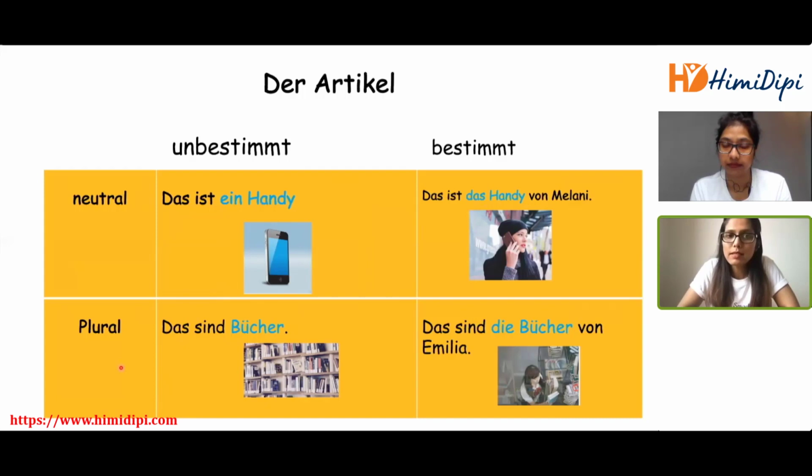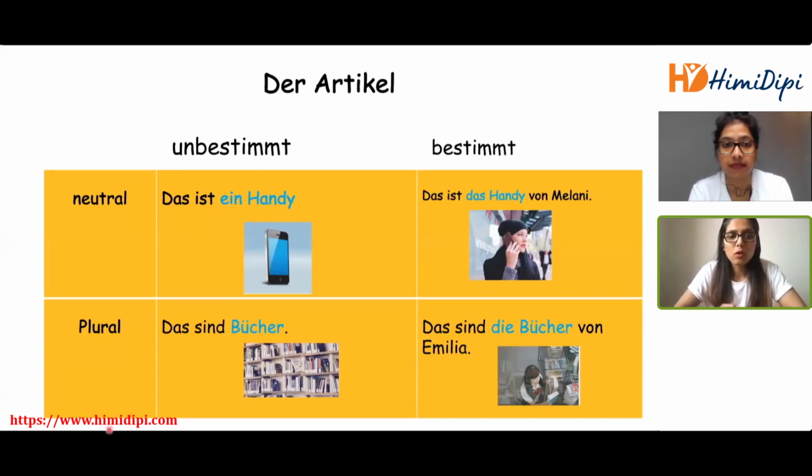Similarly, plural example, das sind Bücher. We don't know whose books, or we don't know a lot about these books. We just know these are books. Generally, we are talking about them. So, das sind Bücher. No article when we are talking about plural objects. But now we know das sind die Bücher von Emilia. We know that these books belong to Emilia. So, we are emphasizing with the bestimmte article die for plural. Die Bücher von Emilia.